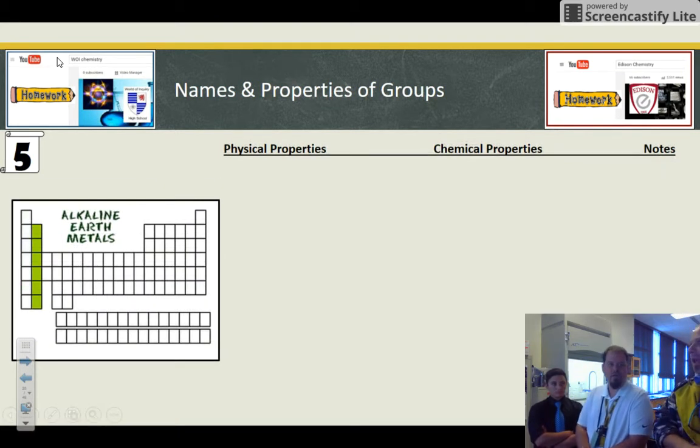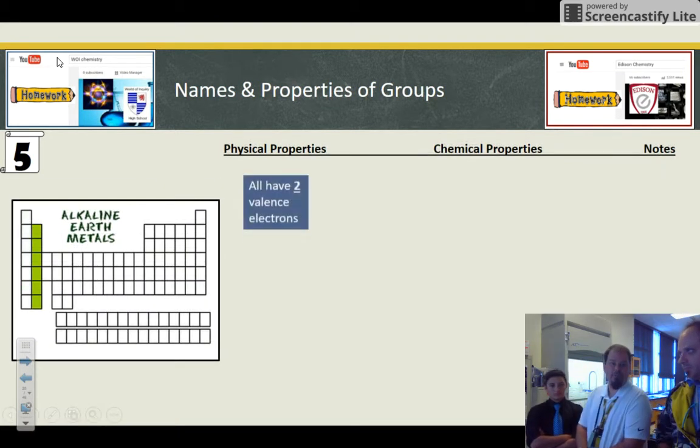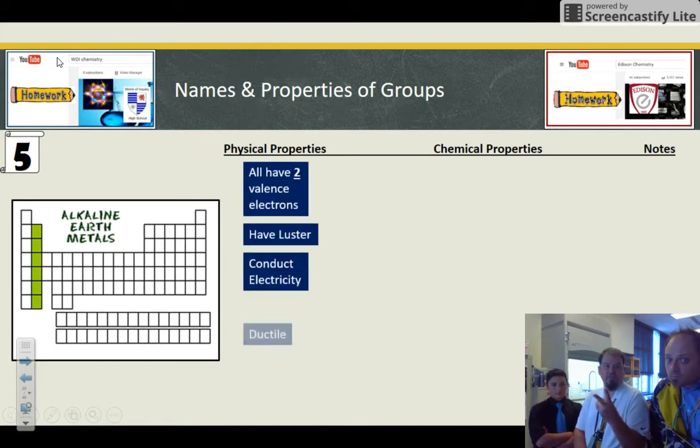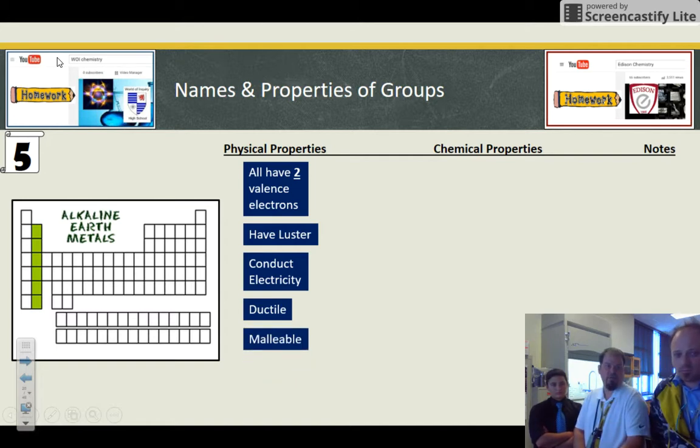Let's go on to the alkaline earth metals. Physical properties, guess what? All the same as the last one, except now 2 valence electrons. Do you need to write all these to get your notes? Yeah. Do you think these things are important for metallic properties? See what I'm saying? You write them, I move on.